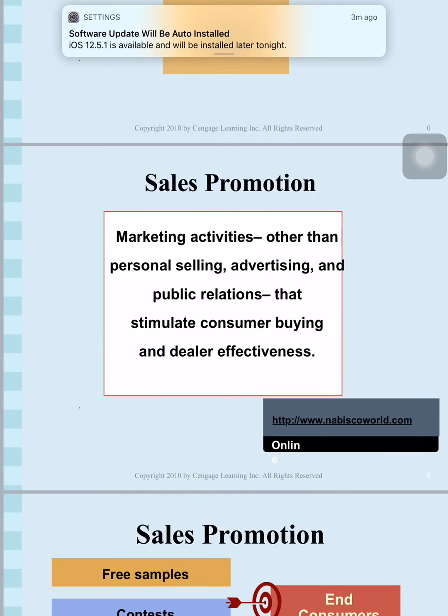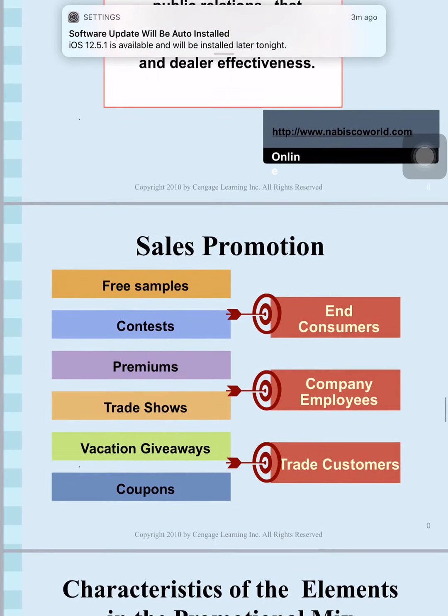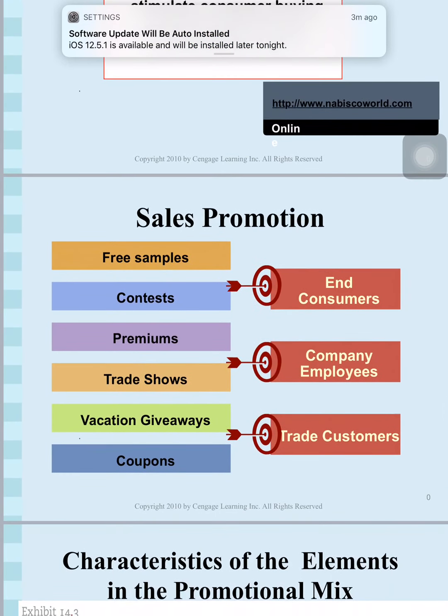Okay, and what do they normally do in sales promotions? They give free samples and contests, which they normally give to the end consumers. Premiums and trade shows are normally done by company employees. Vacation giveaways and coupons are for the trade customers. This is the sales promotion that can be used in order to speed up the sales response.